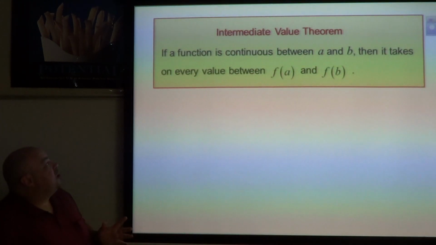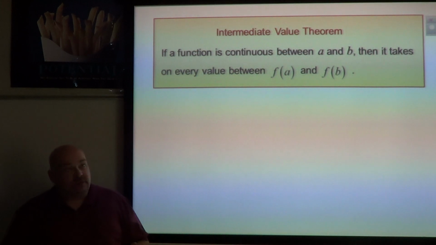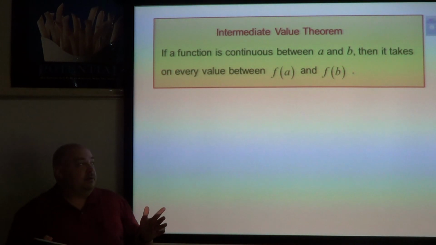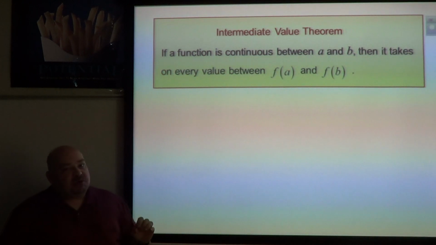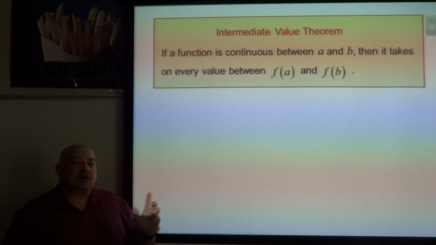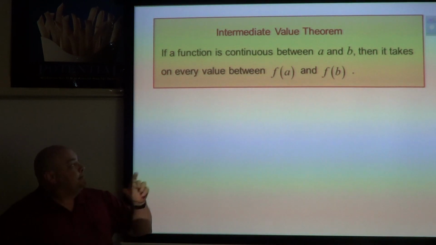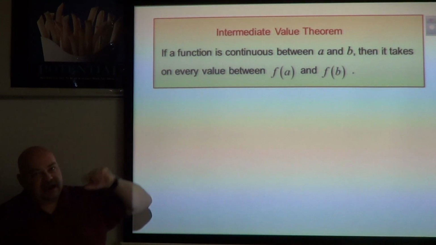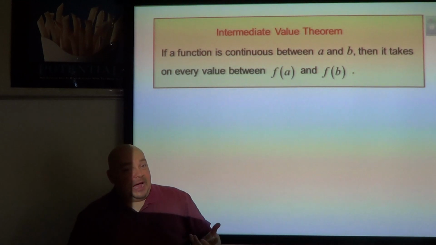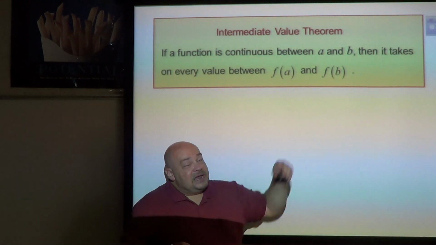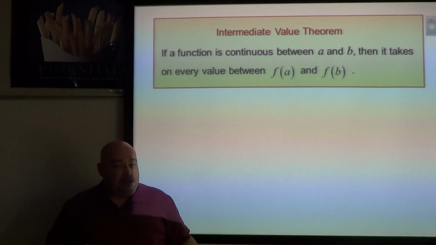All right, last thing we're going to talk about here for this section is the intermediate value theorem. And it says if a function is continuous between a and b, in other words, over the interval from a to b, then it takes on every value between f of a and f of b. Now, if you think just a second and recognize what all these things are, it makes sense. If we know it's continuous from a to b, what is f of a and f of b? Well, remember, f of x is just y, so f of a is the y value when x equals a. And f of b is the y value when x equals b.